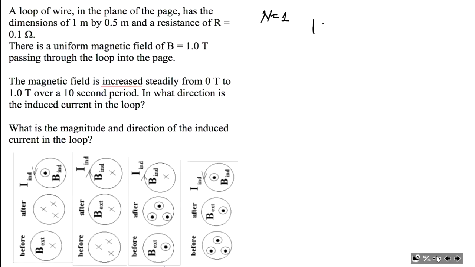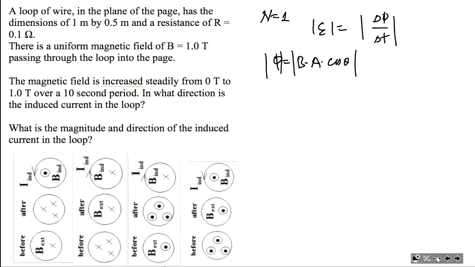And the average EMF is equal to the rate of change of the flux. How does the flux change? Well, the flux is equal to B times A times cosine of theta. If I want to calculate the magnitude, this will be just B times A. I know that no matter how I choose the area vector, the angle between B and A will be 0 or 180, so cosine will be 1 or -1, and the magnitude of that is 1.